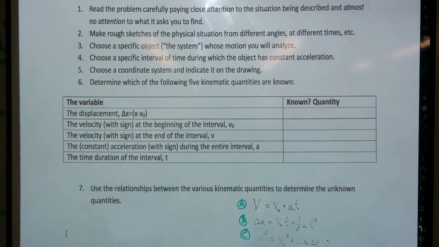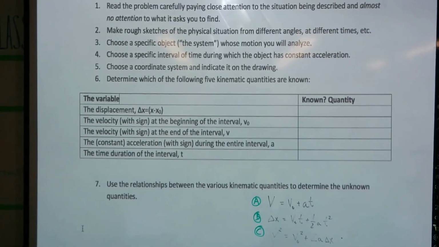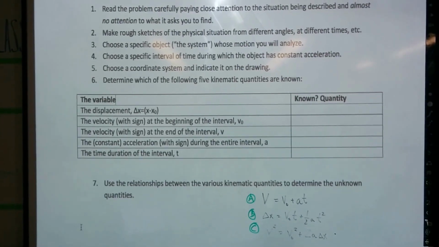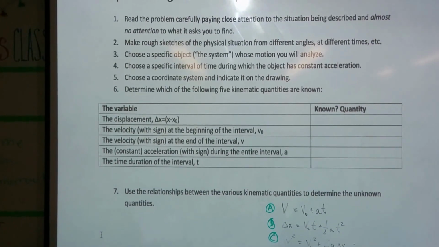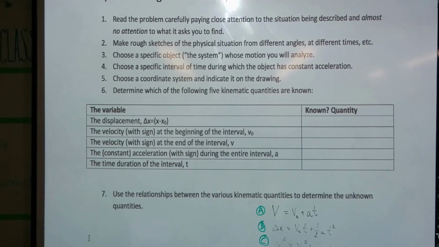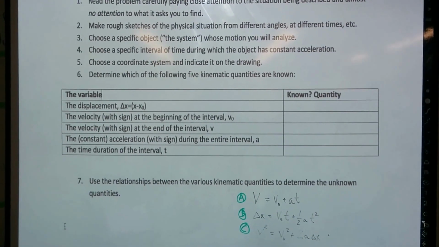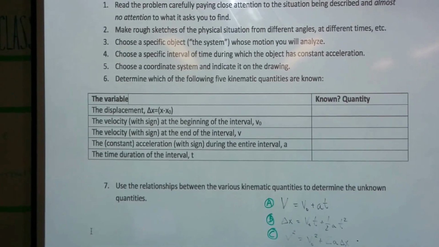What's up, guys? I'm going to go through the steps to solving a kinematics problem, and then I'll walk you through two examples. Go ahead and pause the video and write down these 7 steps in your notebook. Then we will take them and apply them to 2 scenarios.